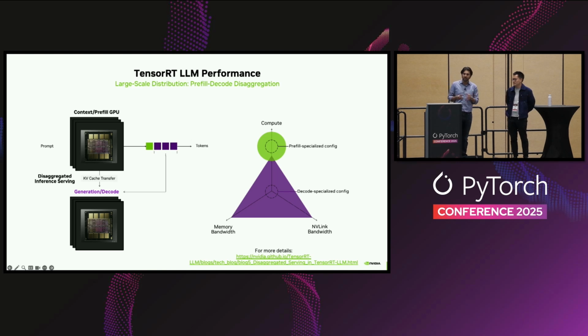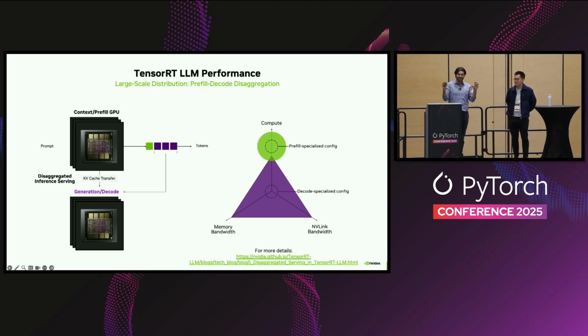Many developers today also use a technique called prefill decode disaggregation that drives efficiency in large-scale distributed deployments. So LLM inference is largely composed of two phases, a prefill phase and a decode phase. And these two phases have very different characteristics. Whereas prefill is largely compute-bound, decode requires a little bit of compute, a little bit of memory bandwidth, and a little bit of inter-GPU bandwidth.